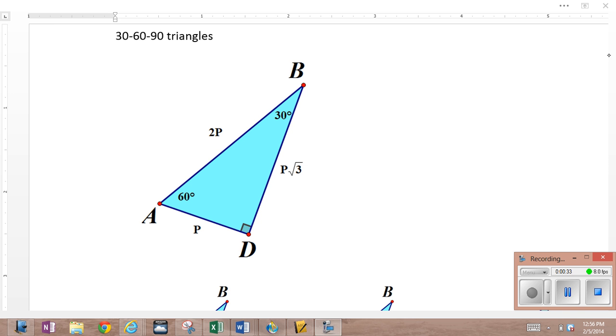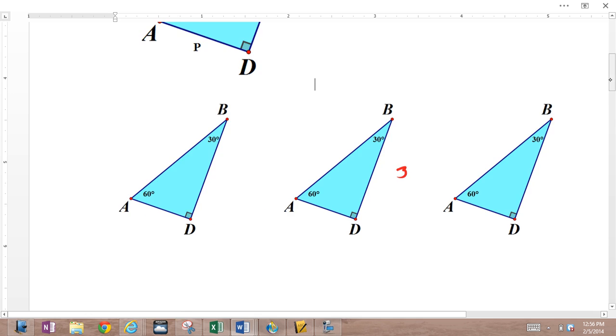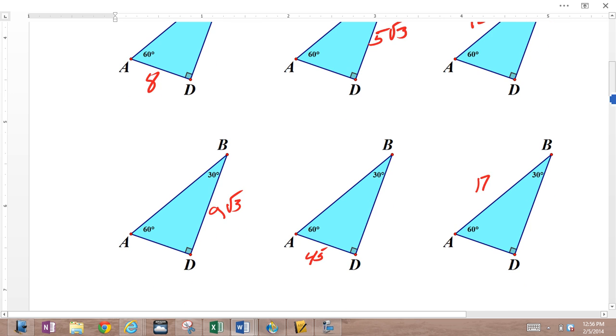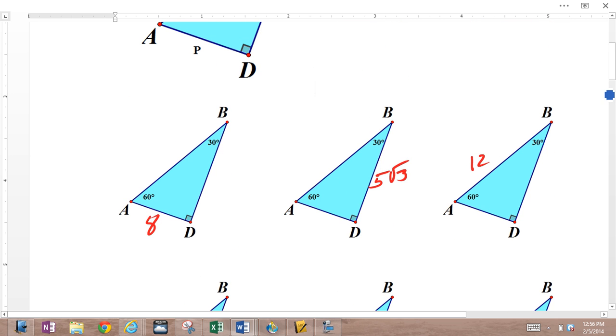Here we go. Let's take a look at some problems, okay? Given all you need is one length and the other two can be found. Here the short side given is 8. That means double that, 16 is the hypotenuse. 8 root 3 is the long side opposite the 60.